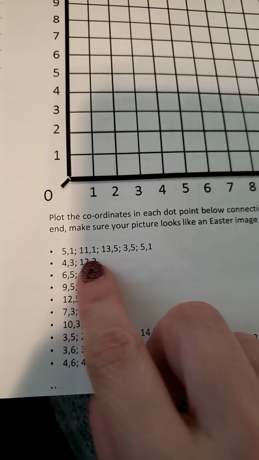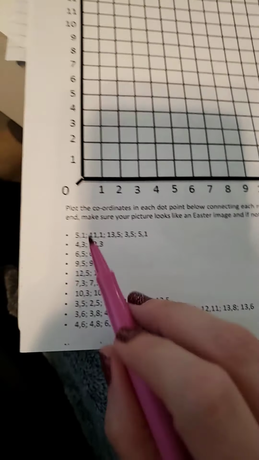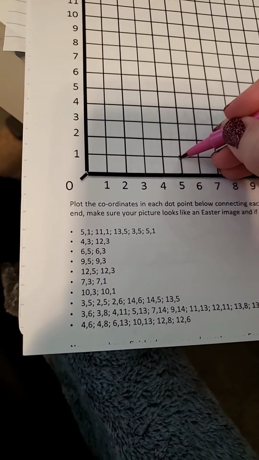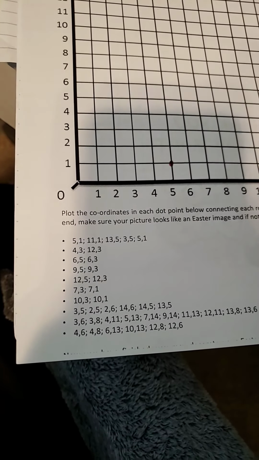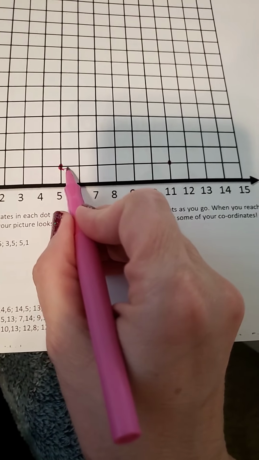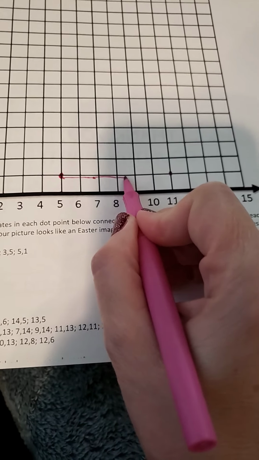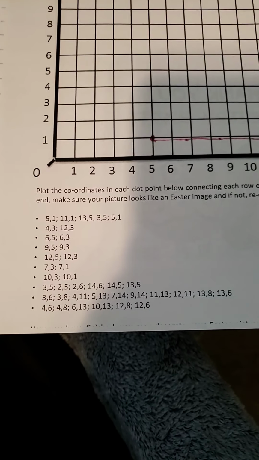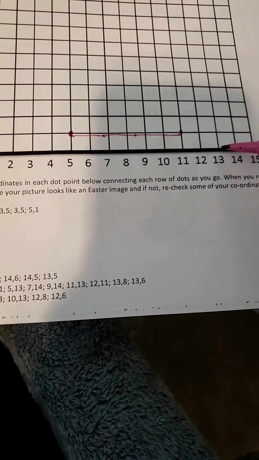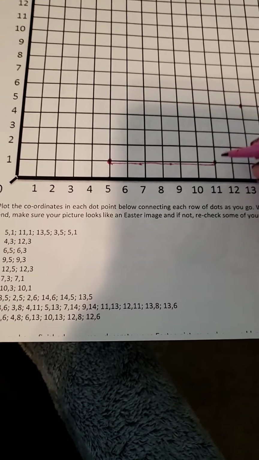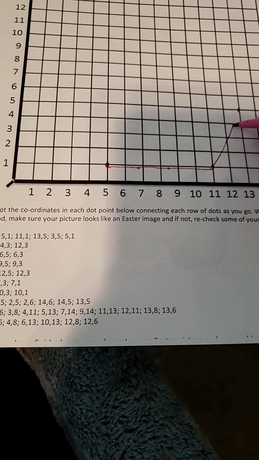So to start out, you're going to connect these. Let's start. We've got over 5. Remember, the first number is what you go over. Over 5. The second number is what you go up. 1. Next one, over 11, up 1. Sorry, I didn't have that on there where you can see it. We're going to connect that. You could use a ruler if you have one. Then we've got over 13, here's 13, up 5. 1, 2, 3, 4, 5. If you have a ruler, you can connect it.